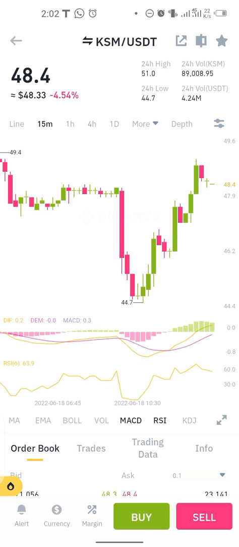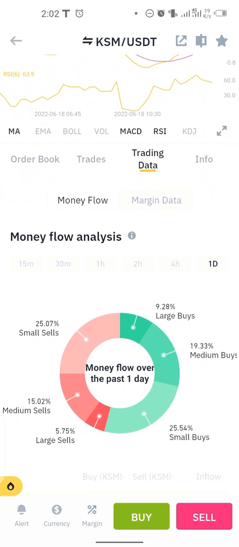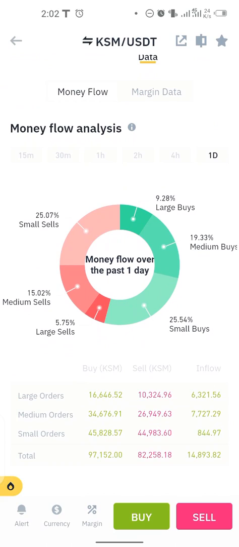Then you look at the RSI. It's now trying to point down, showing that sometimes the market might go down a little bit. Then the moving average, it shows you that this orange line is pointing up, ladies and gentlemen, indicating that the market will be going up. Let us now go to the trading data. This helps us to confirm, ladies and gentlemen, the strength of the market.